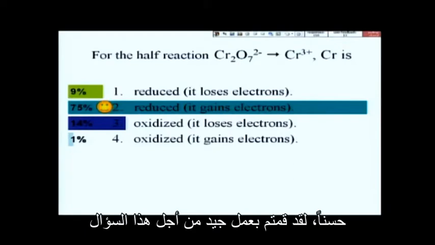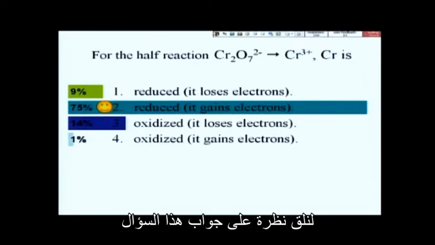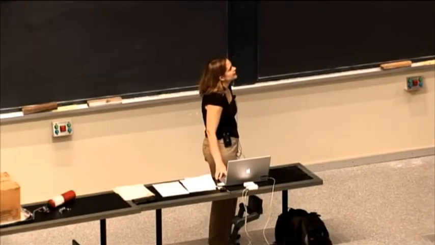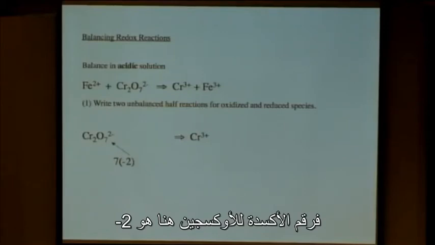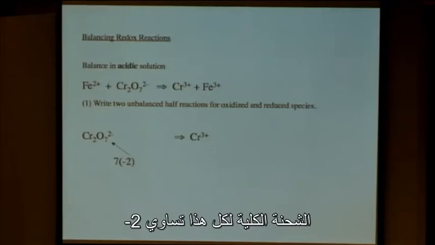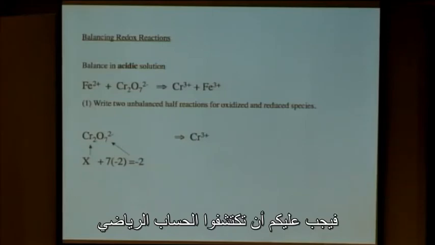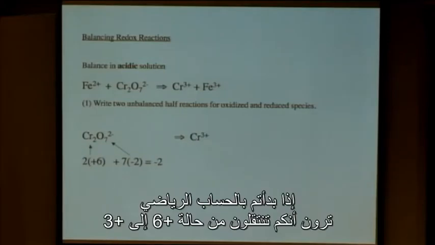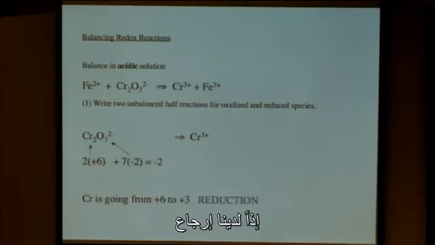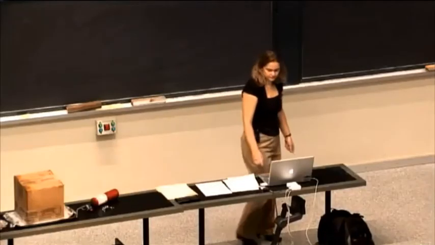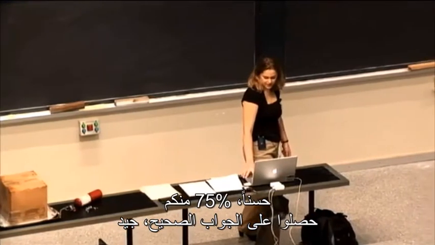Okay, people did pretty well on that one. Let's look at the answer to that. So let's go back to my PowerPoint. And so oxidation number for oxygen here, -2. The overall charge on that is going to be -2. So you have to figure out what the math equals there. If you run through the math, then you see that you're going from a +6 to a +3 state. So we have a reduction. Okay, 75% got that, good.